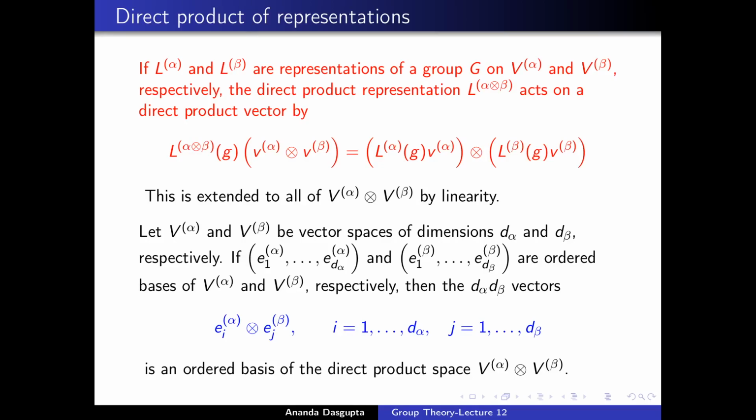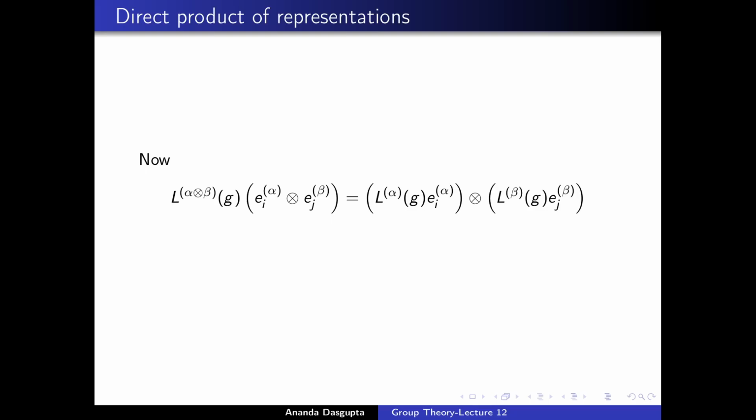Now, what happens when L^α ⊗ β(G) acts on e_i^α ⊗ e_j^β is clear from the definition of the direct product representation. L^α(G), which of course is a representation on V^α, acts on e_i^α, and L^β(G) acts on e_j^β, and the resulting vector, the output of L^α ⊗ β(G) acting on e_i^α ⊗ e_j^β, is simply the direct product of these two vectors.